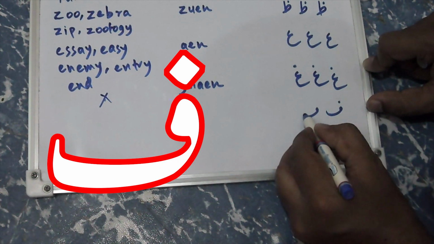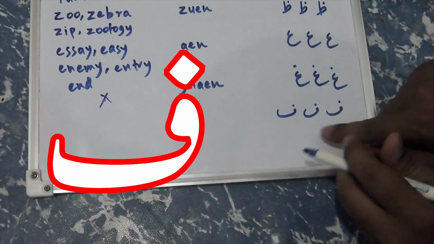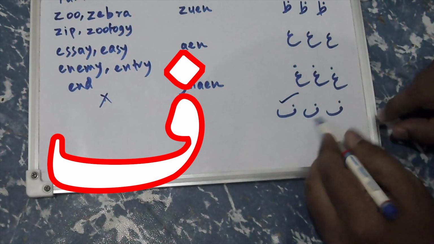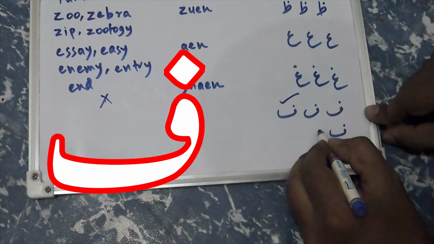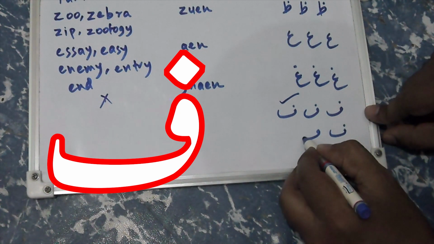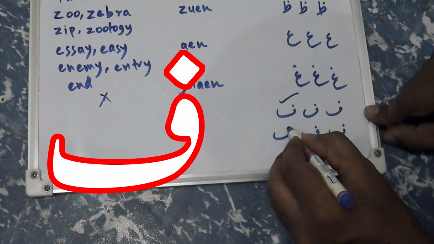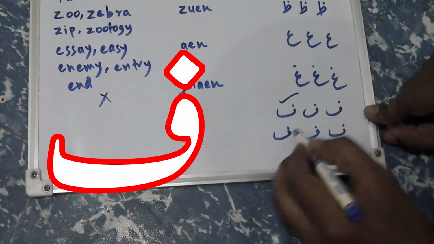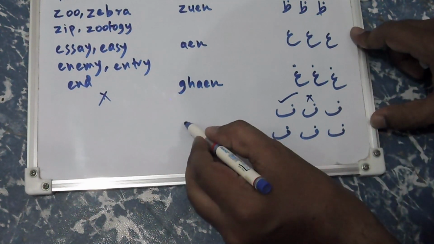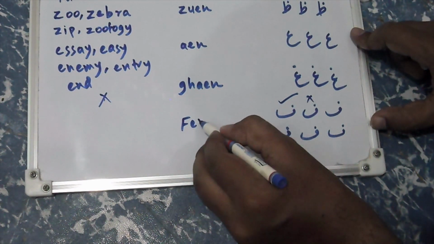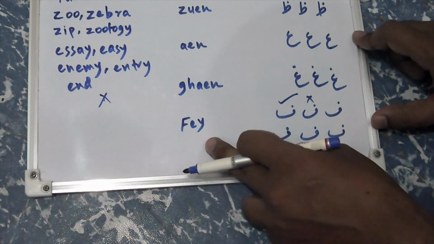Fe. Okay, it should be written like this, not like this. So I will write it one more time. It's a little round at the start and like this. Fe, a little round. This one is not right. In the English language, it is pronounced as fe, fe, fe.